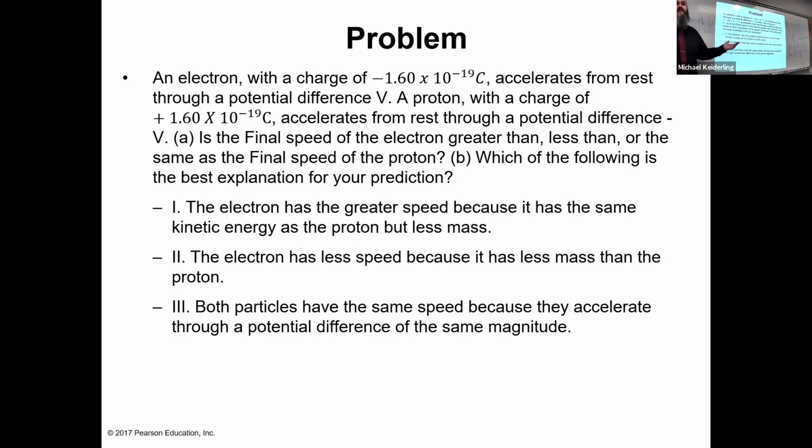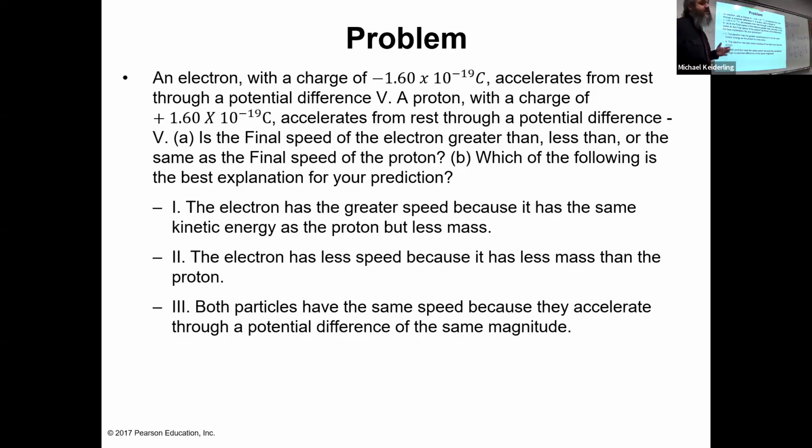1, the electron has greater speed because it has the same kinetic energy as the proton but less mass? 2, the electron has less speed because it has less mass than the proton? Or 3, both particles have the same speed because they accelerate through a potential difference of the same magnitude? What do you think is the case here? 1, 2, or 3?